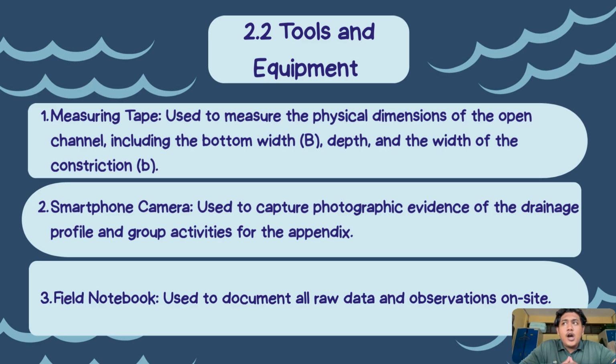Alright, so I will explain slide 2.2, tools and equipment. First, a measuring tape used to measure the physical dimensions of the open channel, including the bottom width, depth, and the width of the constriction. Two smartphone cameras used to capture photographic evidence of the drainage profile and the group activity for the appendix. A notebook used to document all raw data and observations on site.